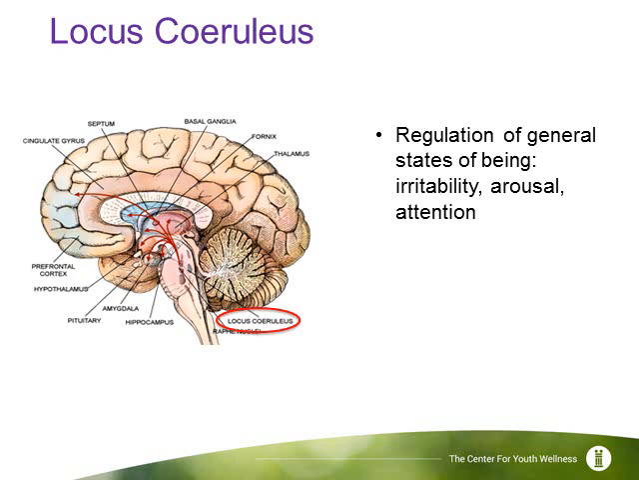Locus coeruleus. The locus coeruleus is located in the brainstem and is the primary site where noradrenaline is created, one of the primary hormones in the stress response. The locus coeruleus regulates general states of being, including alertness and sleep-wake cycles, irritability, and attention.